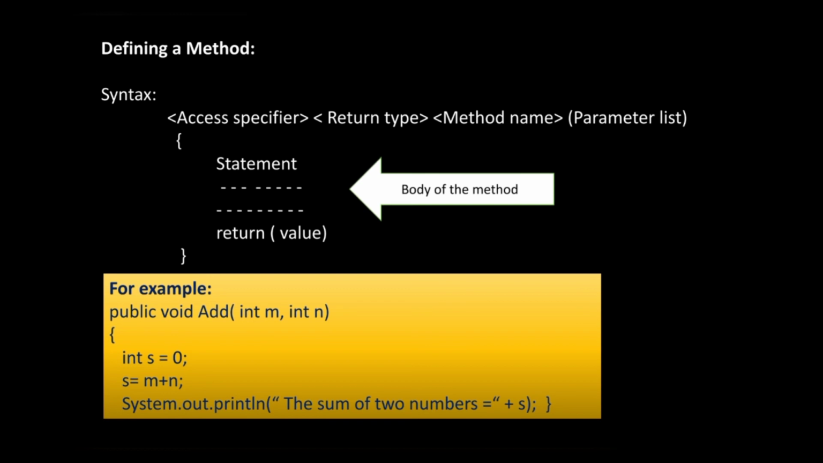Method block. The method body contains a set of statements for related operations which are enclosed within a pair of curly braces. Return statement. The statement which sends back the value from a method to the caller program is known as a return statement.